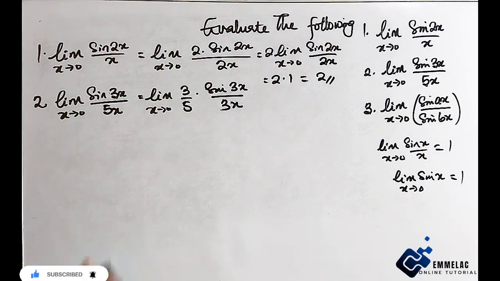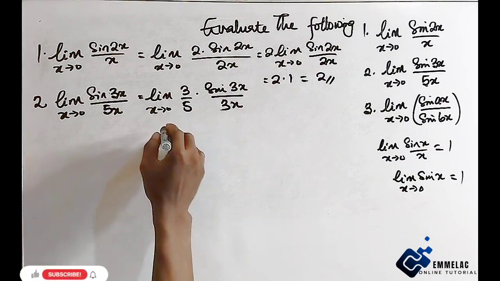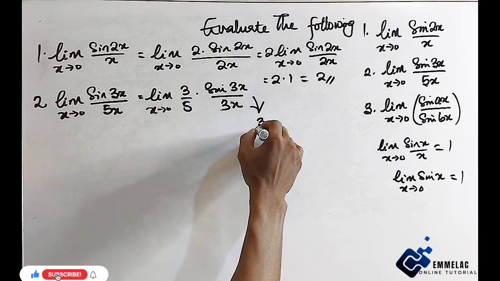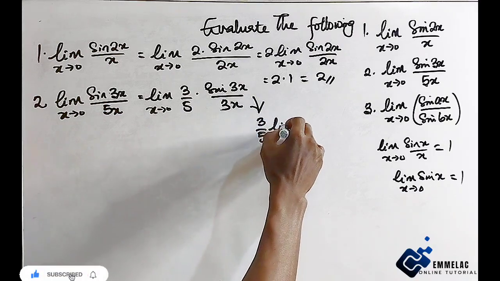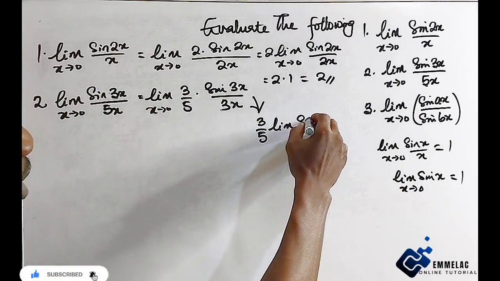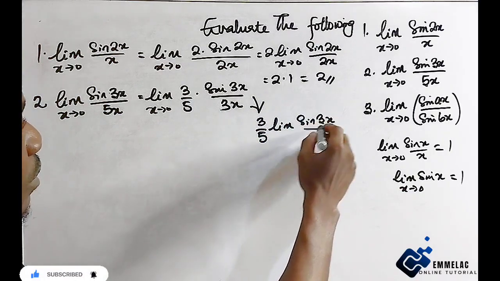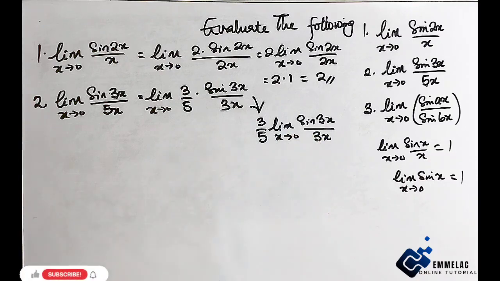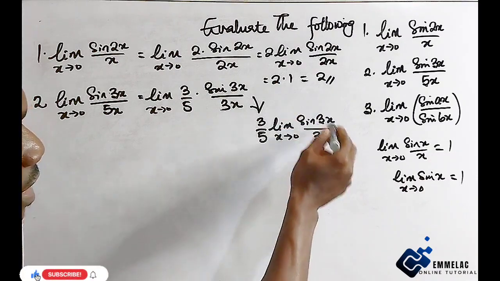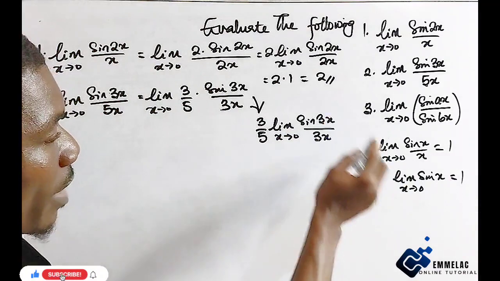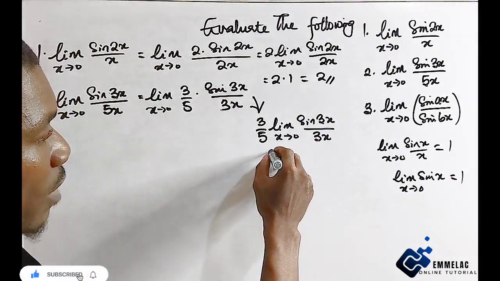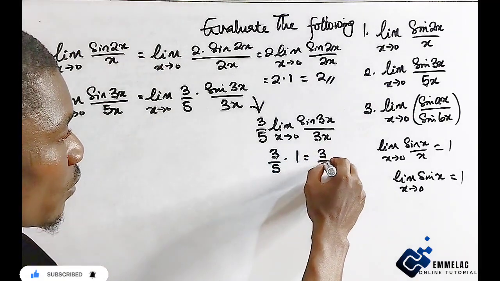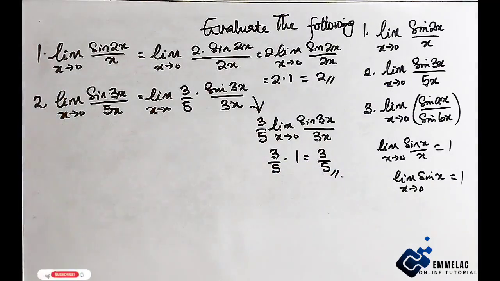So to this point, we have 3 over 5, then the limit of sine 3x all over 3x as x tends to 0. Take note that this function equals 1, where our x is 3x. So here we have 3 all over 5 times 1, which gives us 3 over 5. Final answer.